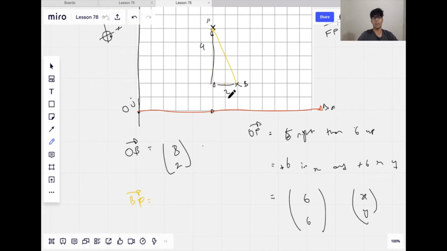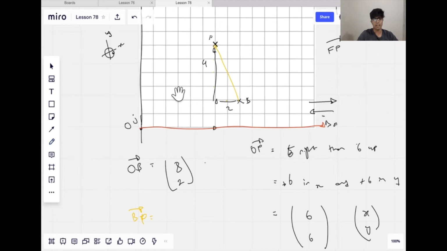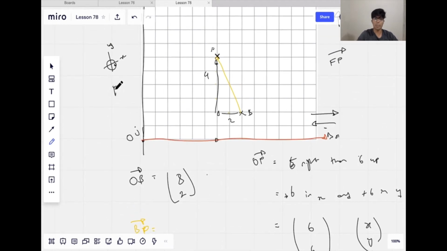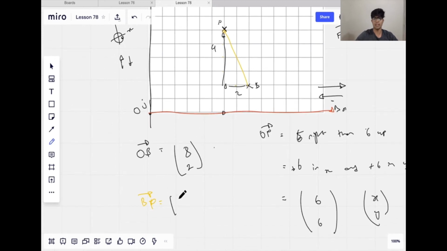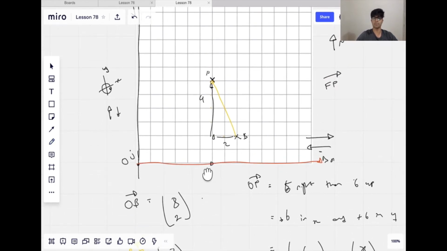Going left 2 is the same as saying going negative 2 in the x direction. Remember, going right is the positive x direction, so by the same logic, going left would be a negative x direction. Same thing with y. If going up is positive y, going down is negative y. So B to P is, you go minus 2, left 2, and then up 4. So minus 2, 4. That's the vector B to P.